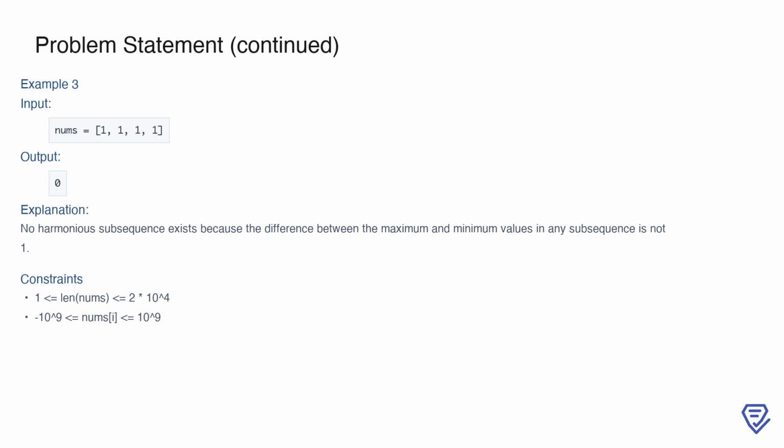It's important to note that the constraints are designed to test the efficiency of your solution. The array length can go up to 20,000, and the range of values is very large, spanning from -1 billion to +1 billion. This means your solution needs to be optimized to handle these scenarios effectively.